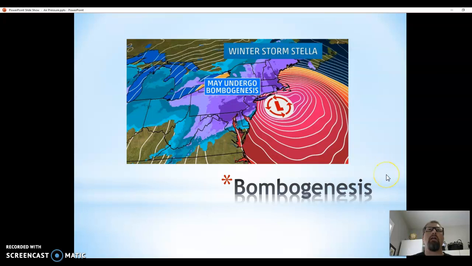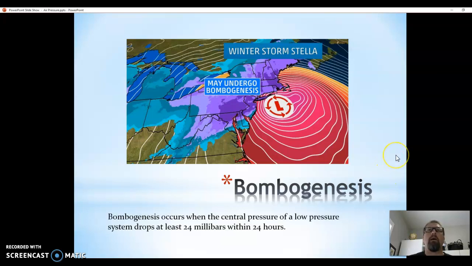All right, and we see that in a term that you see sometimes, bombogenesis. You see that on the news every once in a while, and that's where there's an extreme drop in low pressure of 24 millibars in 24 hours, so an extreme change. So again, change in air pressure, easy to see, and in this case you can see that that amounts to significant weather. So we'll stop there and pick up looking at fronts and weather.